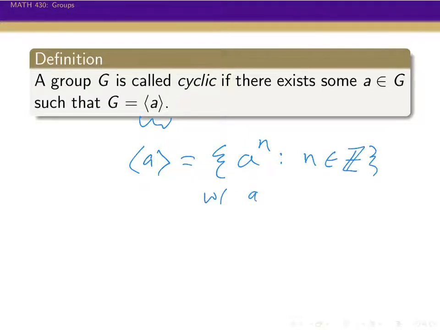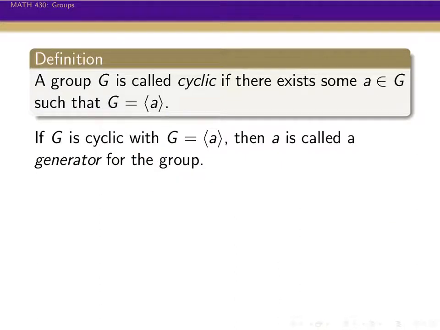where A to the 0 is the identity, and if we have A to a negative power, we're really talking about A inverse to a positive power. When we say A to the n, we're really talking about applying A to itself n times in this notation. So a group is cyclic if we can write all the elements of the group as powers of some element A.